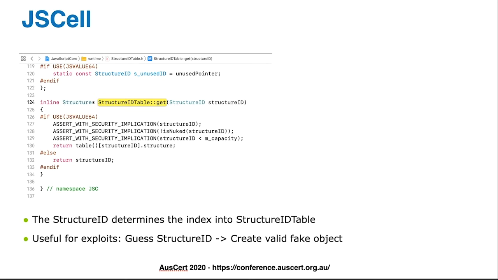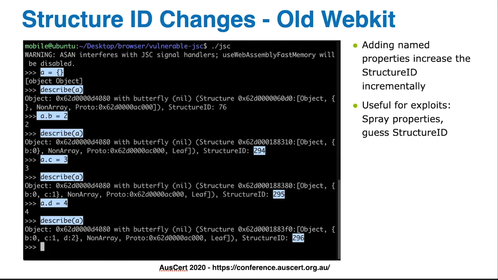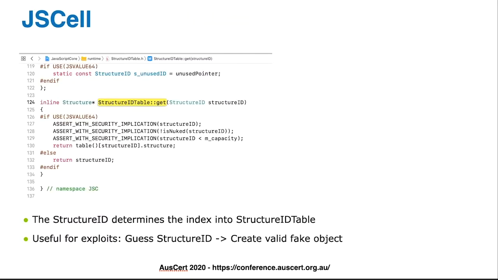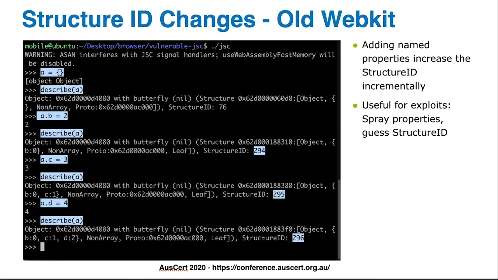So one of the important things in the JSCell header is the structure ID, which determines the index into a structure ID table. Now, why this is important is that whenever you want to fake an object, you need to guess a valid structure ID. And without guessing that valid structure ID, you will not be able to create a fake object.